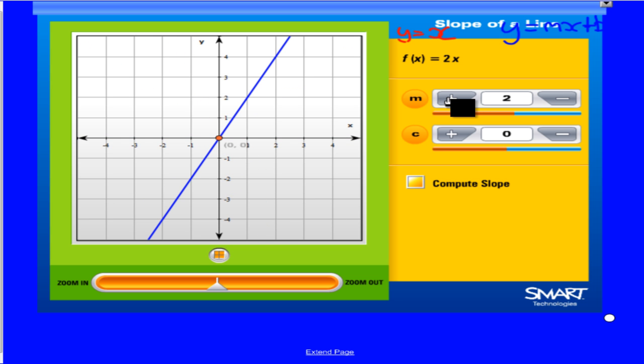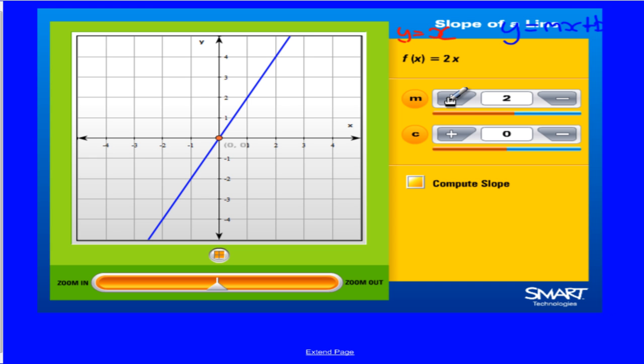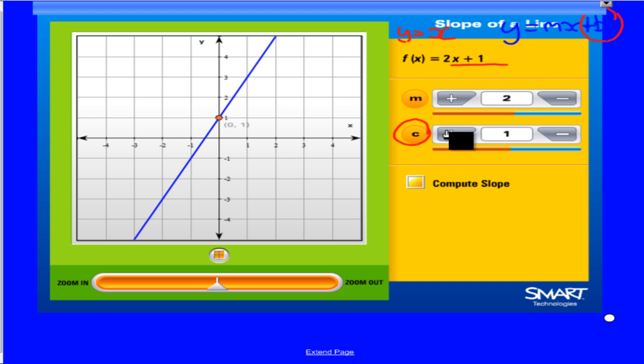If I change this to a 2x, now we're going to change the c. Now, just for personal note, while this application says c, it's actually talking about the b in our formula. It is just one of those things where some people like writing c and some people like writing b. And what it's going to do is add a constant after our x value. And if we increase our c or b value by 1, our y-intercept has changed to 1. If we increase it again, our b value or our y-intercept is now 2.